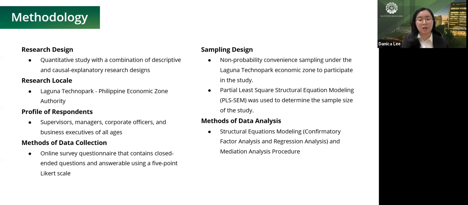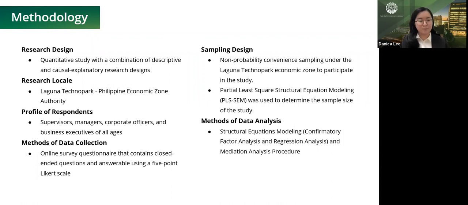To analyze the data, we used partial least squares structural equation modeling, or PLS-SEM. We found that this would be most appropriate for estimating the multiple and interrelated dependence of the constructs included in our study. A path analysis was also conducted to visualize how the latent variables are related to each other. A mediation analysis procedure was also conducted to determine whether there was full, partial, or no mediation.